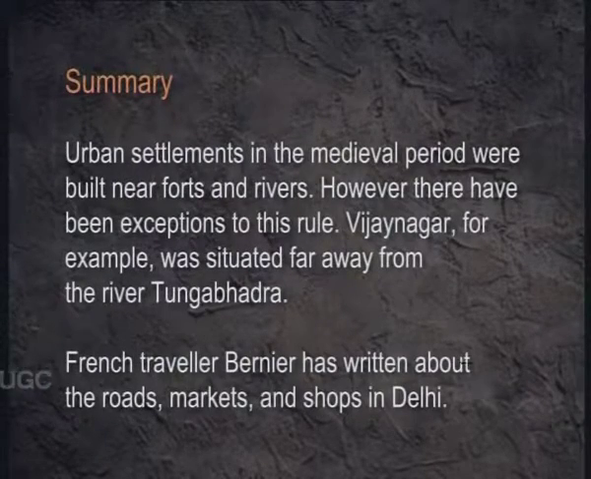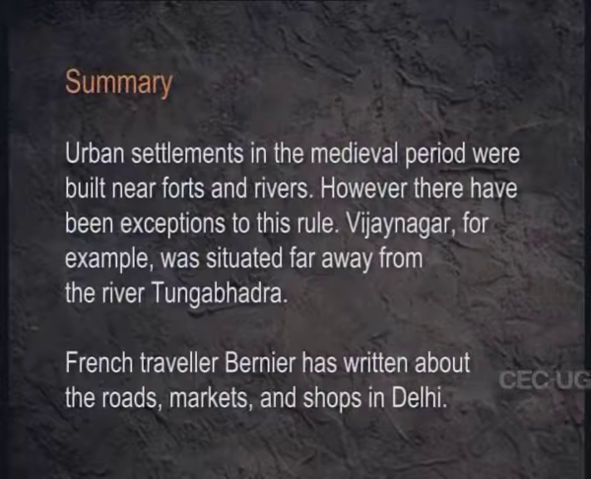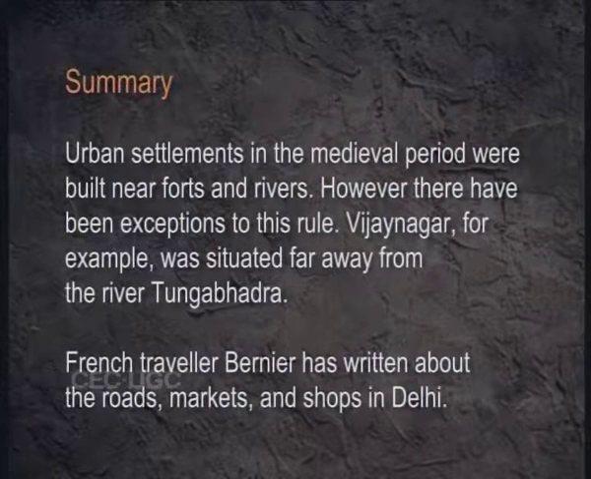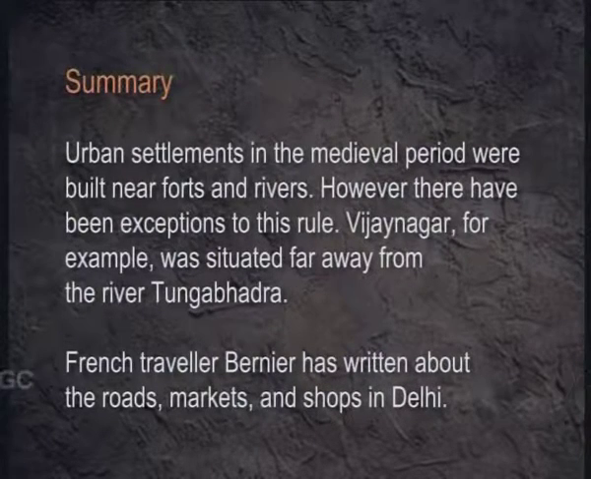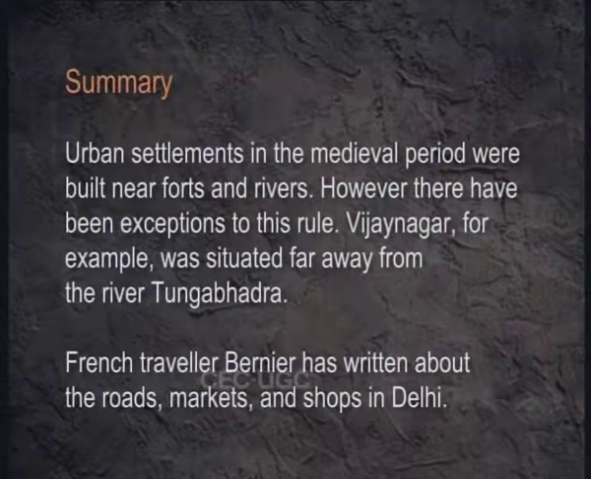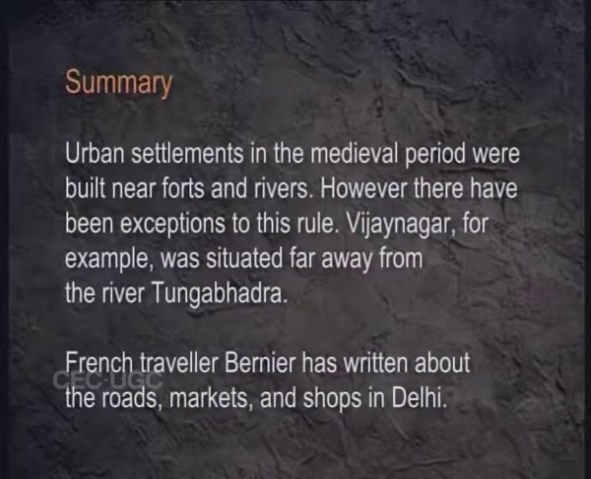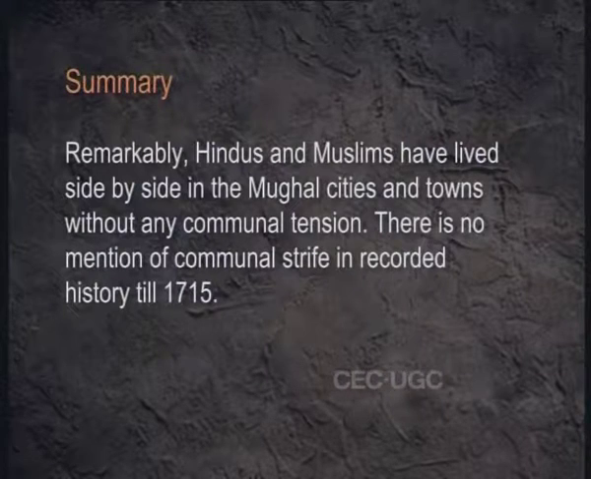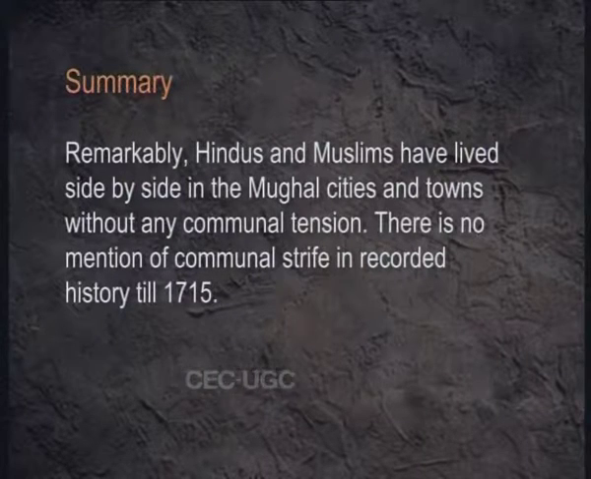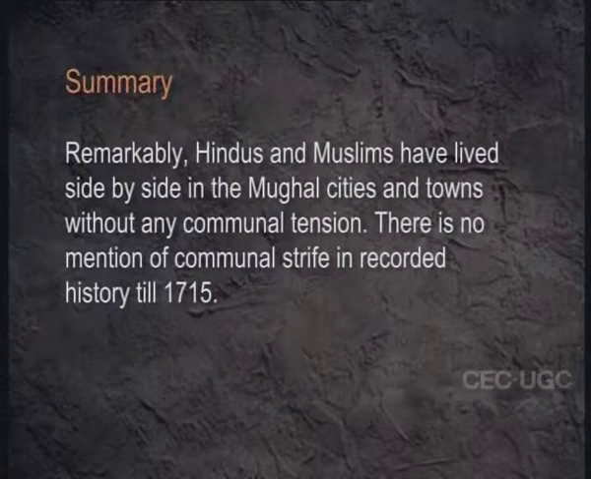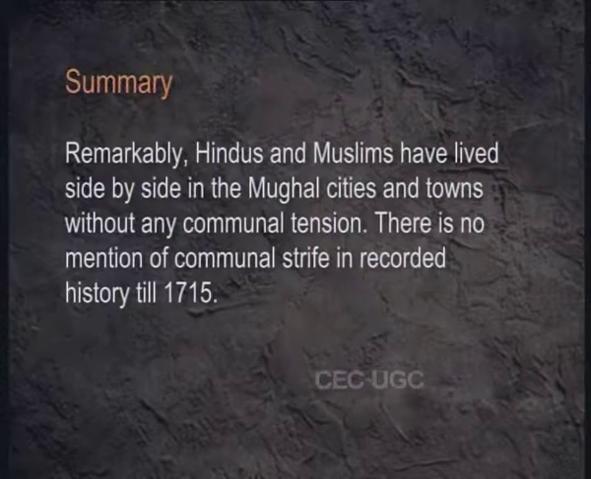Urban settlements in the medieval period were built near forts and rivers. However, there have been exceptions to this rule. Vijayanagar, for example, was situated far away from the river Tungabhadra. French traveller Bernier has written about the roads, markets and shops in Delhi. Remarkably, Hindus and Muslims have lived side by side in the Mughal cities and towns without any communal tension. There is no mention of communal strife in recorded history till 1715.